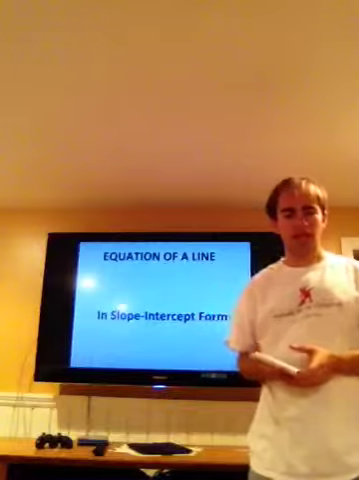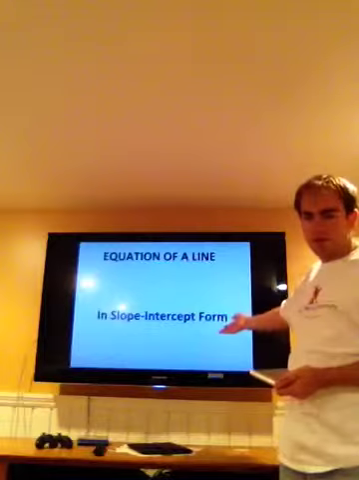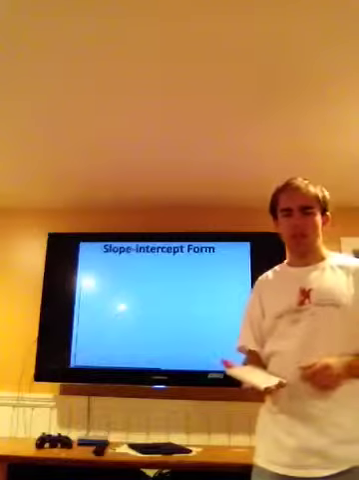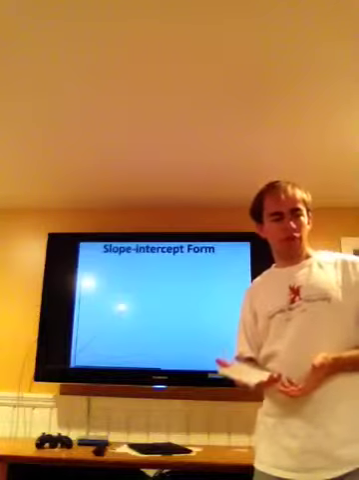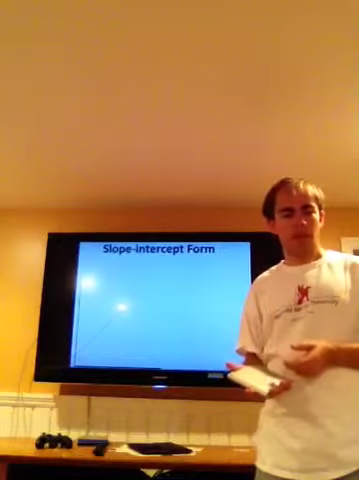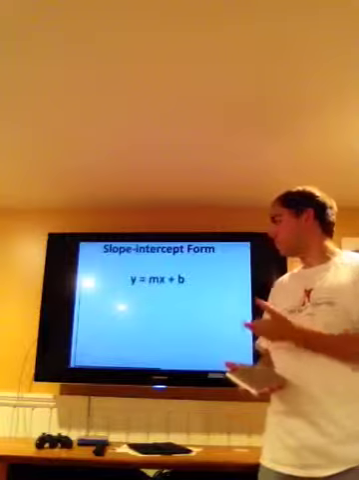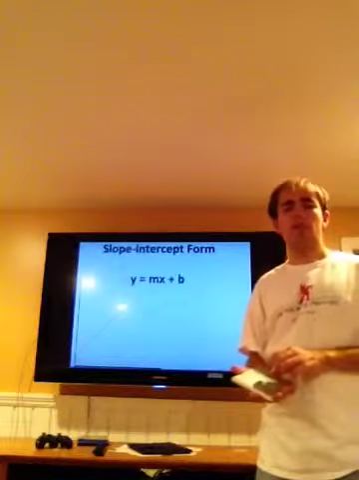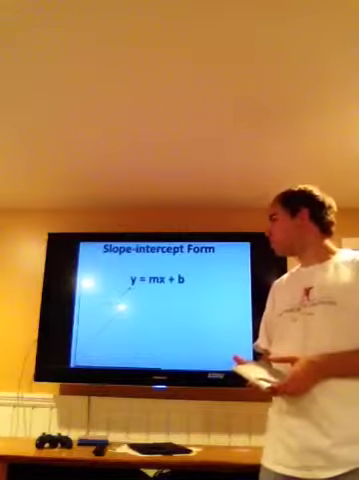Good afternoon, class. Today we are going to be talking about the equation of a line in slope-intercept form. So what is slope-intercept form? Well, slope-intercept form is the equation of a line in the format of y equals mx plus b. That is y equals m multiplied by x plus b. So what does that actually mean?